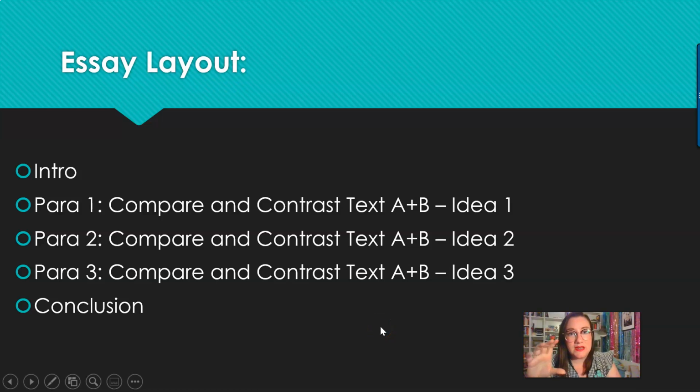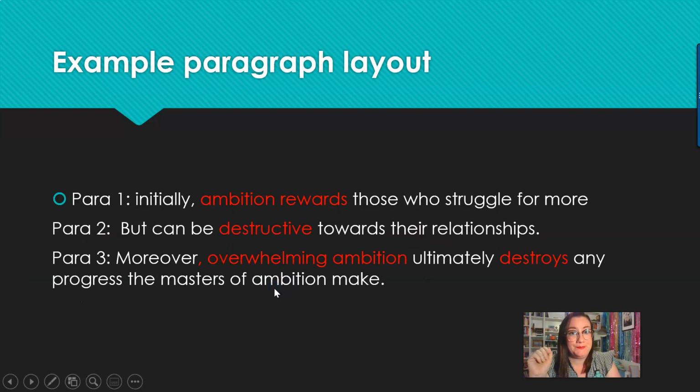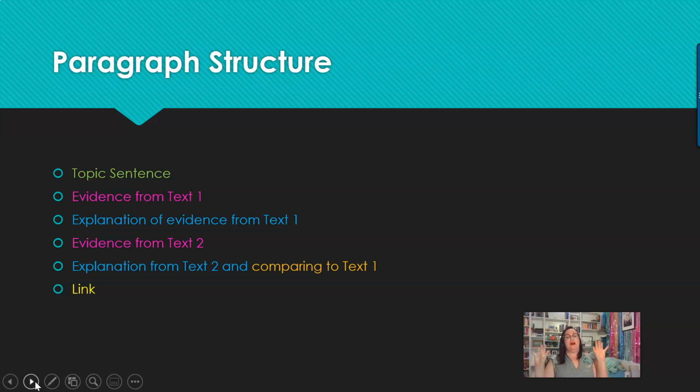But let's look at how the paragraph itself will be structured. So let's jump in. Sorry, getting ahead of myself. My example paragraph layout will look like this. My paragraph 1 will talk about how, initially, ambition rewards those who struggle for more in both texts. Then para 2 is going to look at how ambition is destructive towards their relationships in both texts. And then para 3 is going to look at how overwhelming ambition ultimately destroys any progress in both texts. All right, so, paragraph structure.